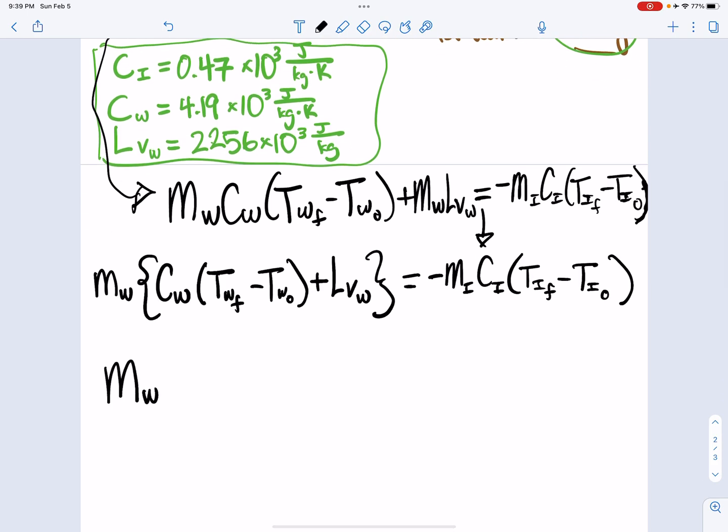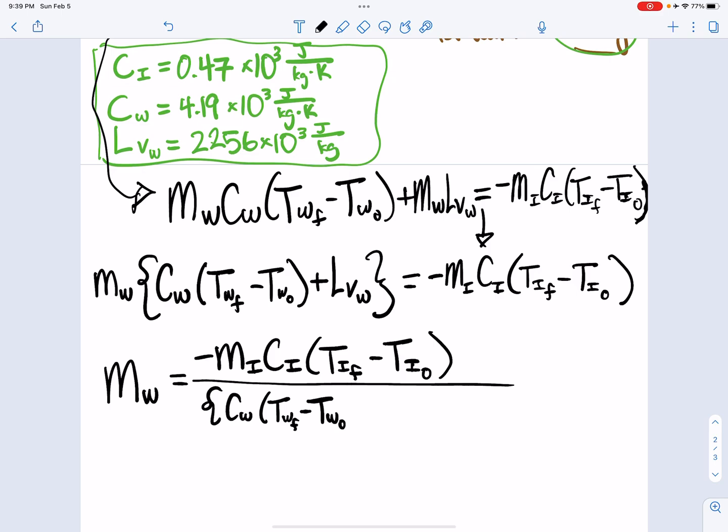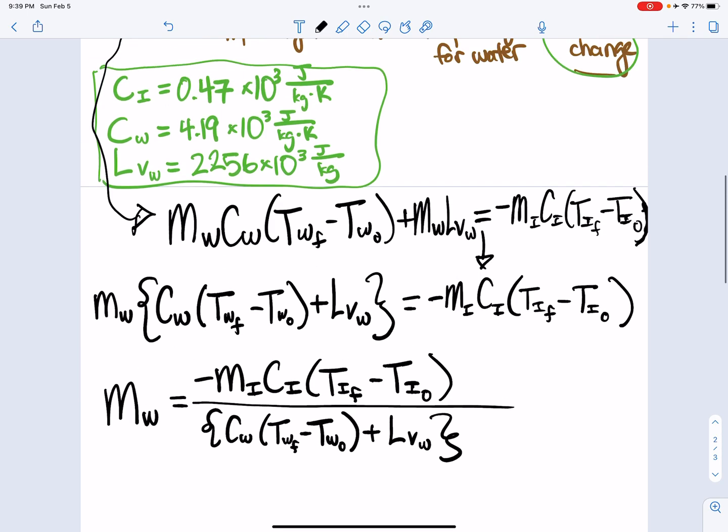So then mass of water is equal to negative mass of iron times specific heat of iron times T iron minus T iron naught, divided by specific heat of water times temperature change of water, plus latent heat of vaporization of water. Okay. Again, we have everything we need to find mass of water, so at this point it's a plug and chug kind of thing.